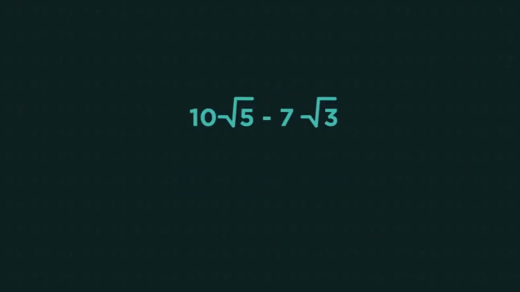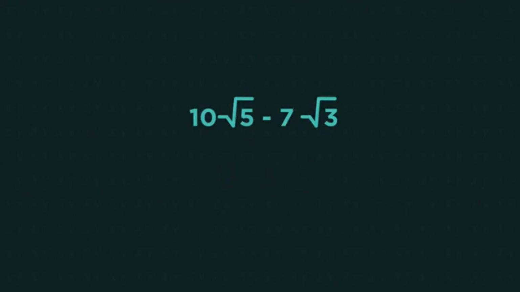So what's wrong here? Can we subtract these? Nope. Square root 5 and square root 3 are different. Just like 10a take away 7b can't simplify, nor can this.